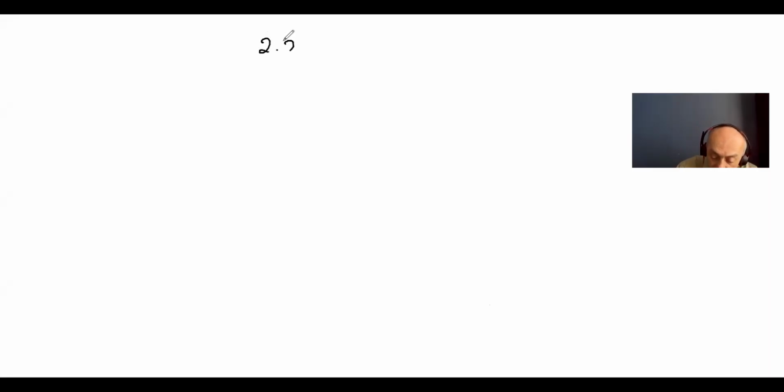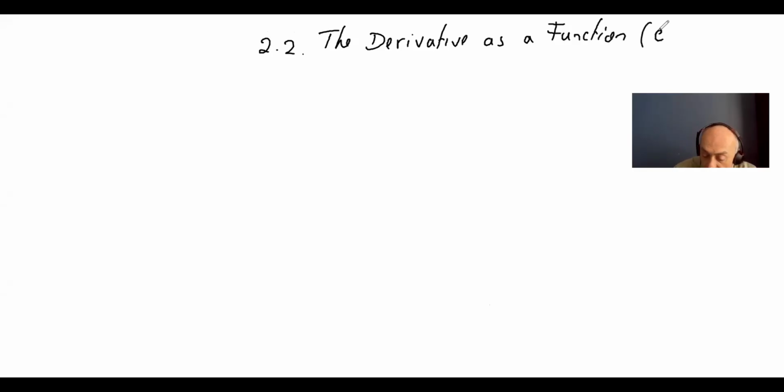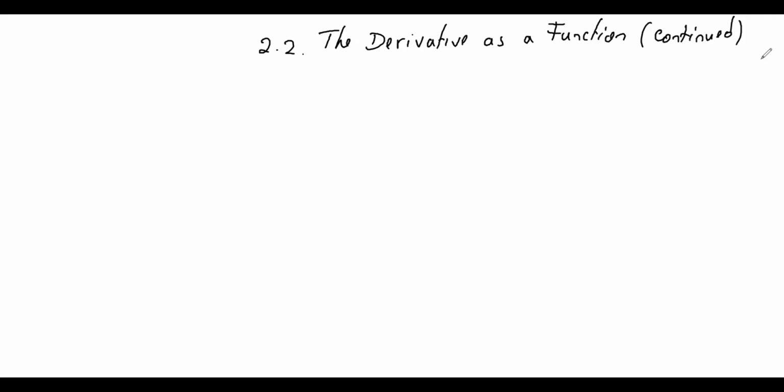All right. So 2.2 continued here. 2.2, the derivative as a function, continued. All right, so we'll continue this section, and we are going to discuss the following things. We're going to start with an example, and this is a slightly more high-powered example.